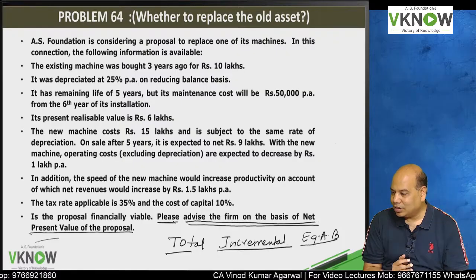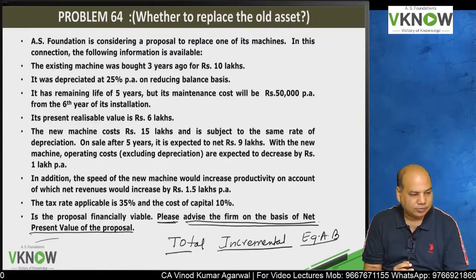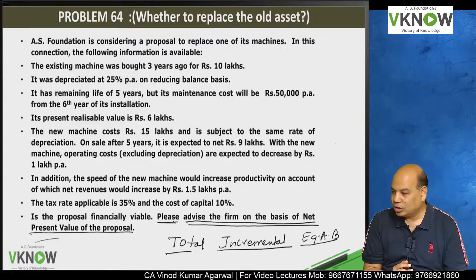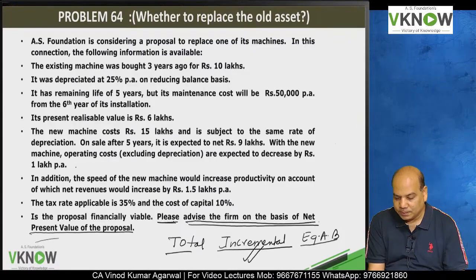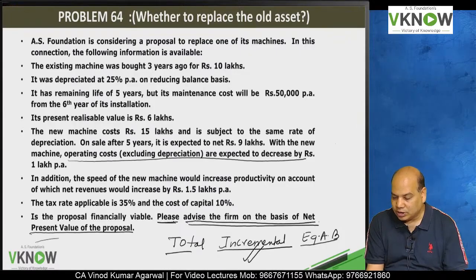Total, incremental or EAB? Which method will you follow? Or you can follow all three. The answer is only one, incremental approach, because you see the problem says operating cost will decrease by 1 lakh.